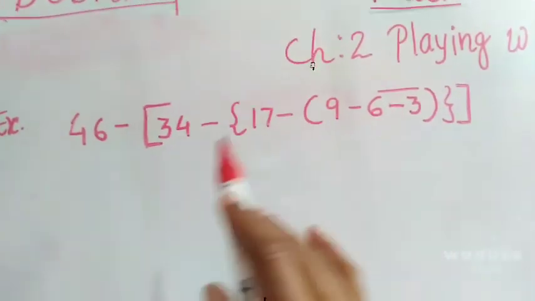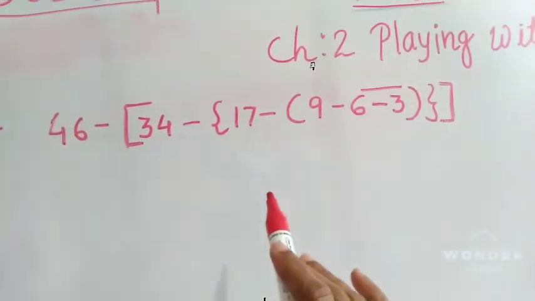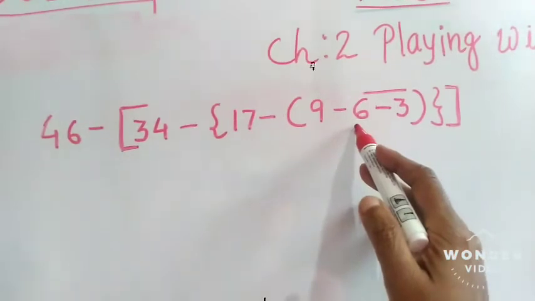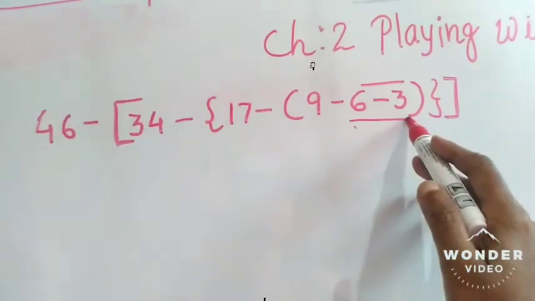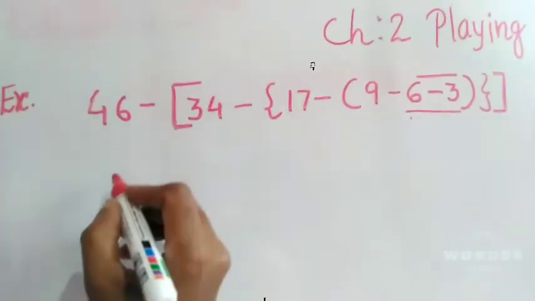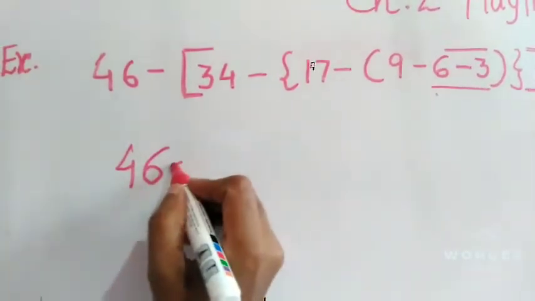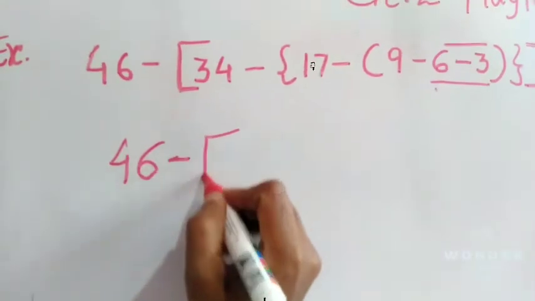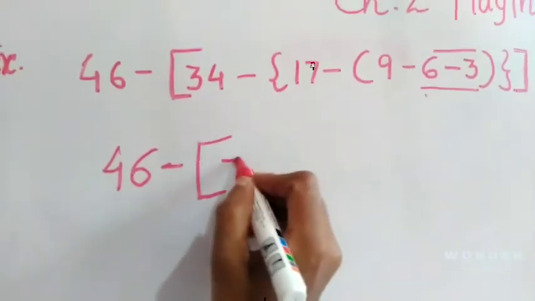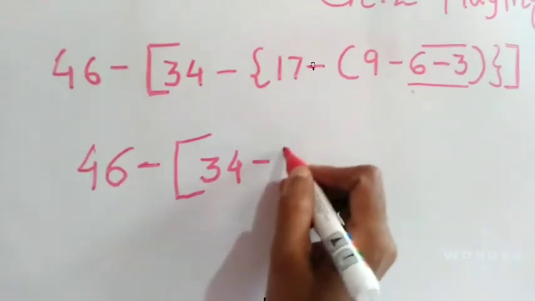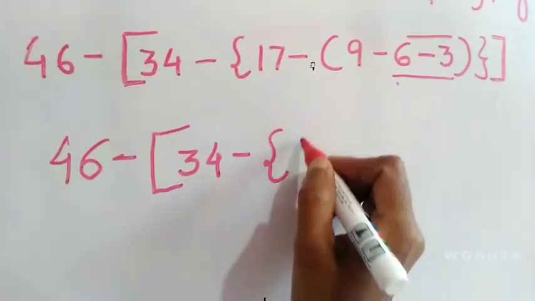First we will solve brackets, and the sequence of solving brackets is first we will solve the bar bracket. And you can see the bar bracket is between 6 and 3. So the first step will be: the rest of the numbers will be as they are. We will not change or remove the other brackets. So I am just noting down the numbers as they are.